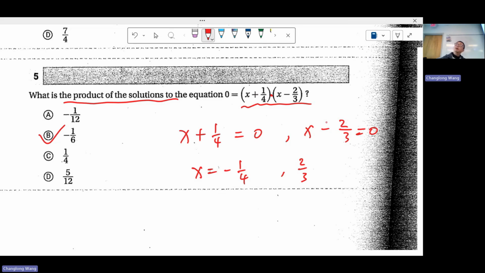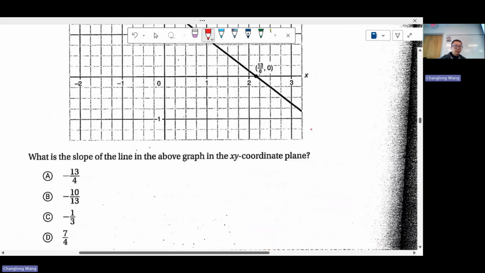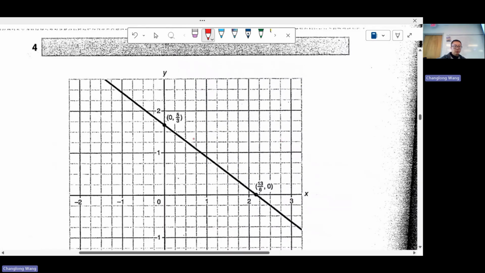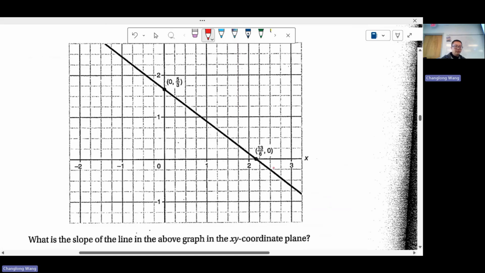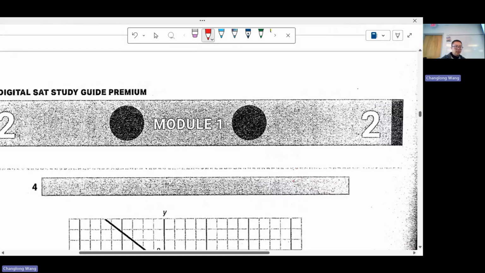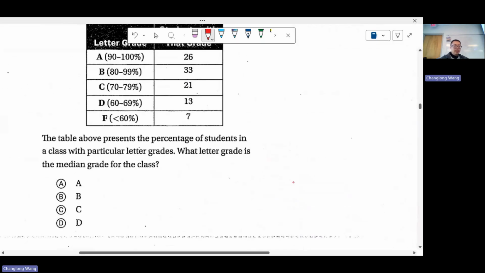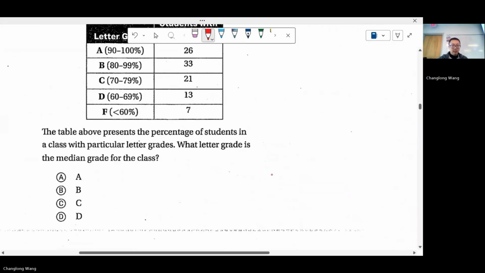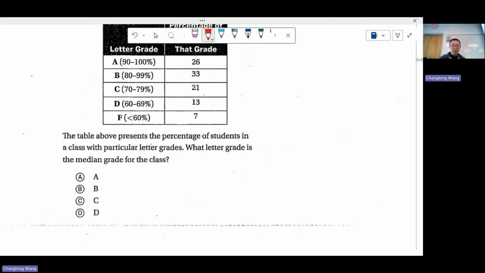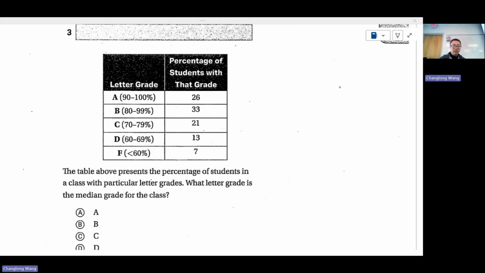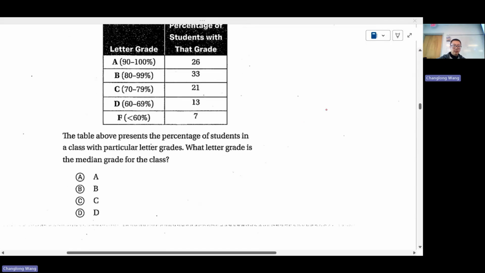So I think that we have time for probably one more question. All right, I'll skip number 4 because that's just 2 points. You get a slope from the coordinates of 2 points. That's pretty straightforward. Now, number 3. Since a lot of the students in the past 2 periods didn't figure it out, let's see how you guys are doing it.